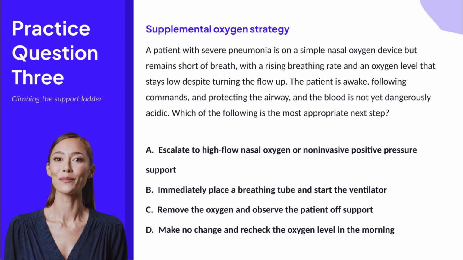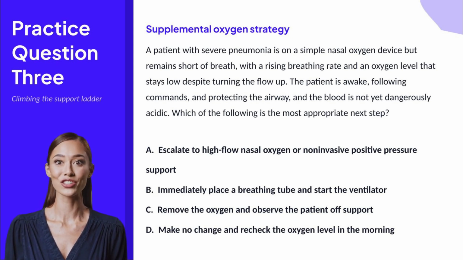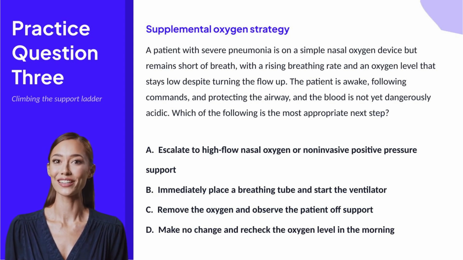Question 3 tests supplemental oxygen strategy, which is really a question about climbing the support ladder one rung at a time. A patient with severe pneumonia is on a simple nasal oxygen device, but remains short of breath, with a rising breathing rate and an oxygen level that stays low even when you turn the flow up. Importantly, the patient is awake, following commands, and protecting the airway, and the blood is not yet dangerously acidic.